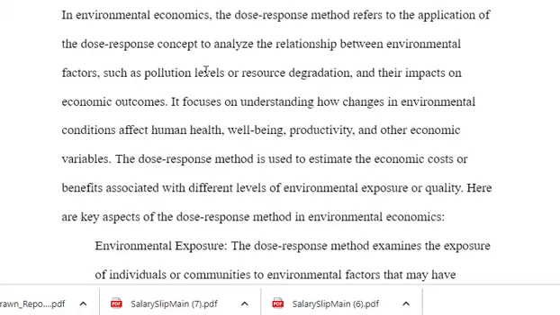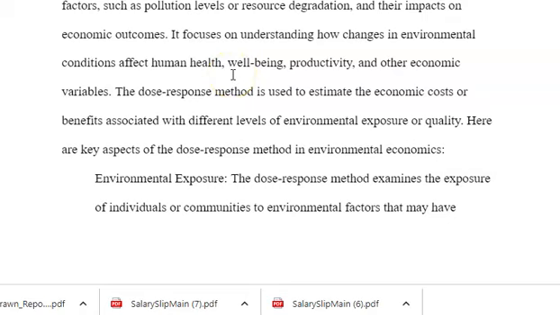It focuses on understanding how changes in environmental conditions affect human health, well-being, productivity, and other economic variables. The dose response method is used to estimate the economic cost or benefit associated with different levels of environmental exposure or quality. Here are key aspects of the dose response method in environmental economics.